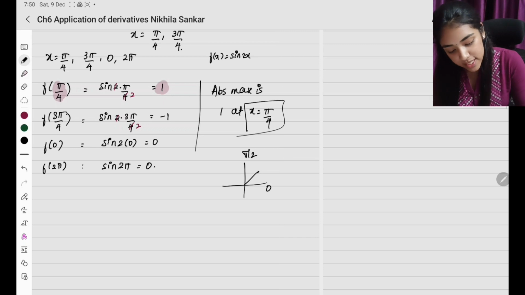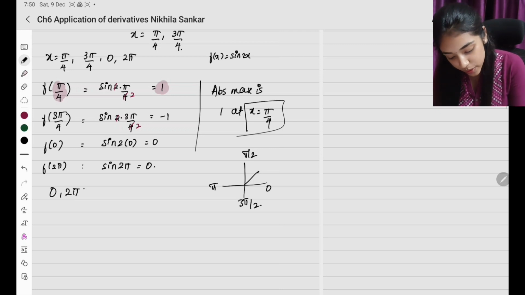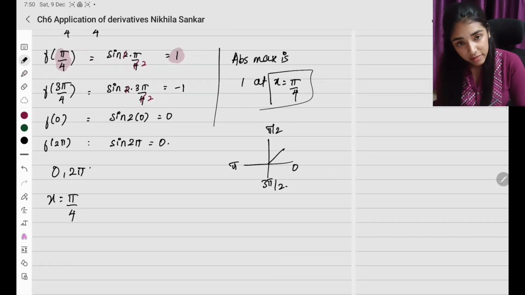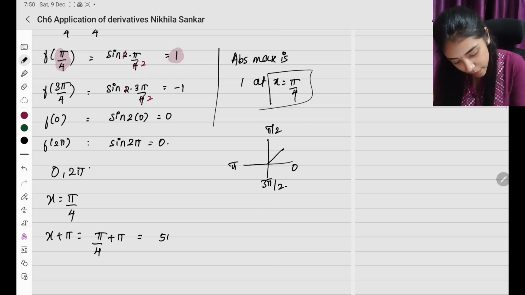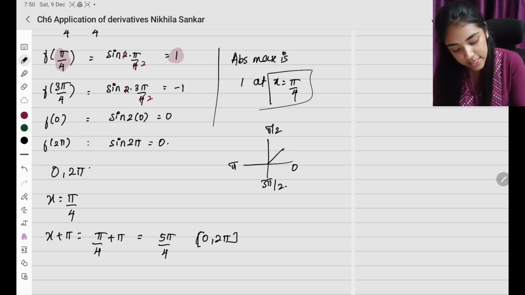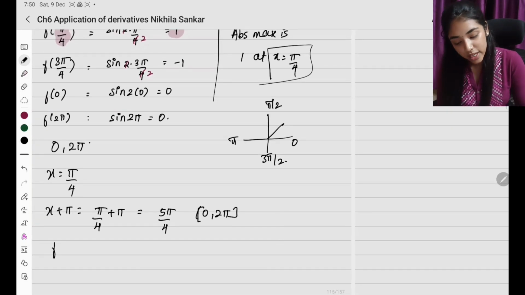So this is between 0 and pi by 2. So when you are talking about values between 0 and 2 pi, if x equals pi by 4, what other value between 0 and 2 pi do I get when I add pi to this? So x plus pi gives pi by 4 plus pi, which is going to be 5 pi by 4, and this is also between 0 and 2 pi, correct? So there are two different values.